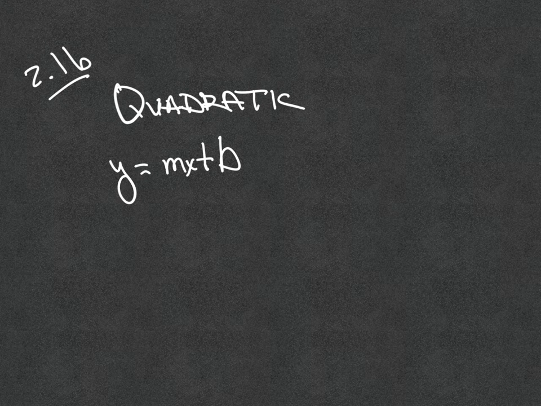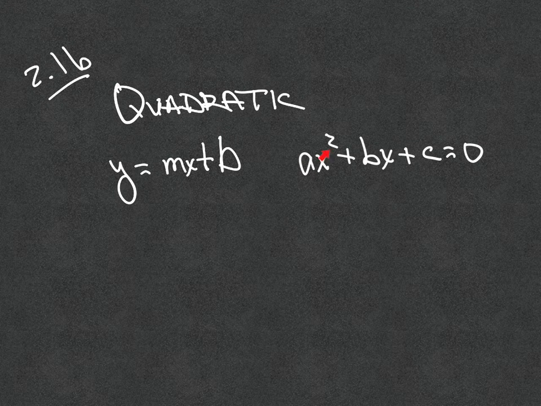A quadratic equation is written in this form, and it's equal to 0. When it's written in this form, there are 3 different parts to it. Let's go over this. This is the quadratic part, called the quadratic term. This is called a linear term, and this is called a constant.